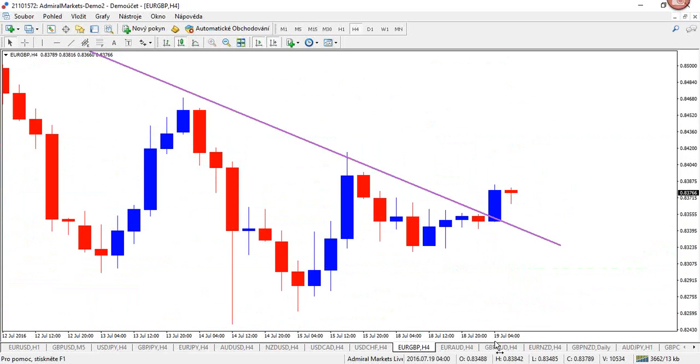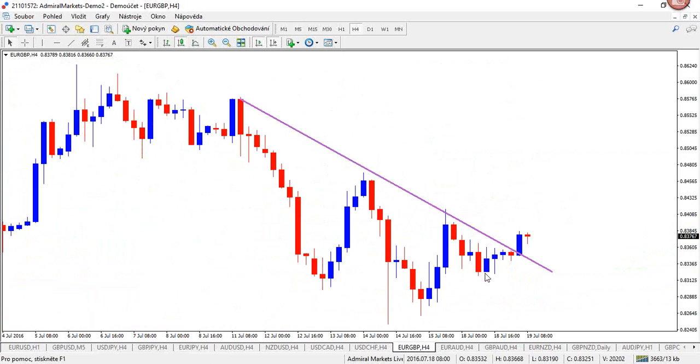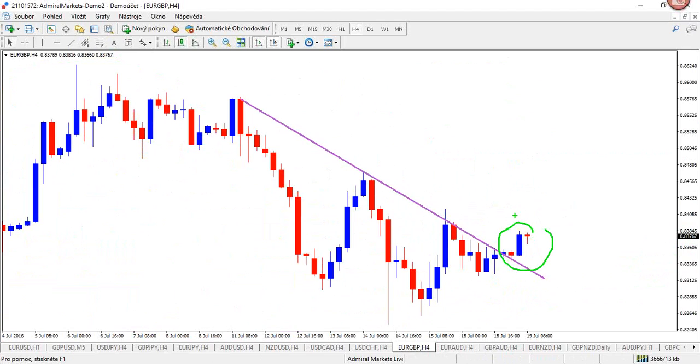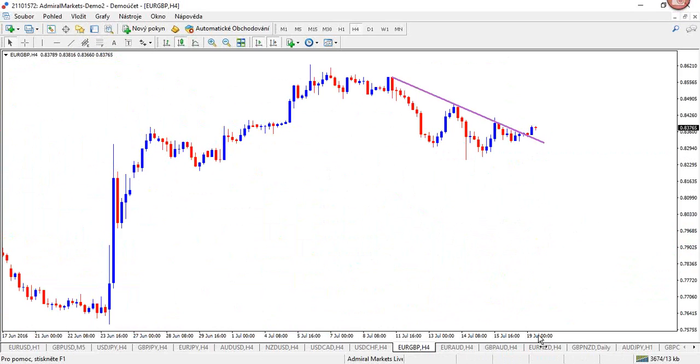We just had a break of this trend line resistance, and I think that from this perspective, with a good 4-hour candle above it, the 4-hour candle has a decent size, has a close near the high, fully above that trend line. So I think that looks like a good bullish breakout at the moment, and I think that euro pound will go up based on that.